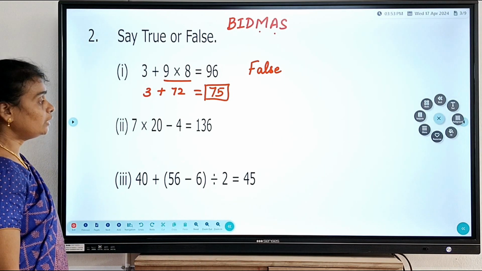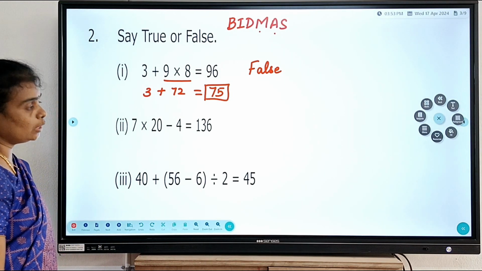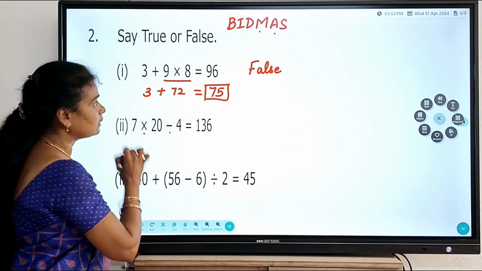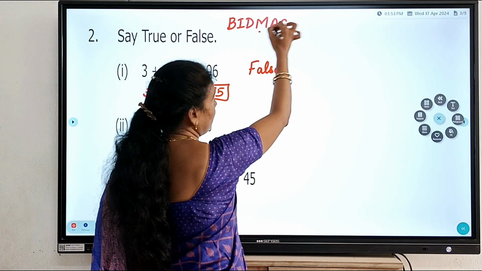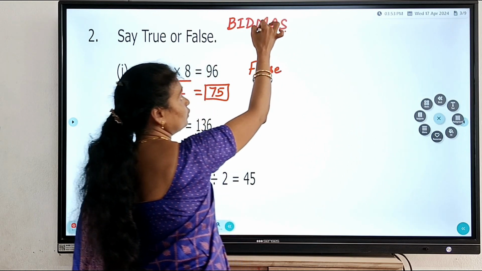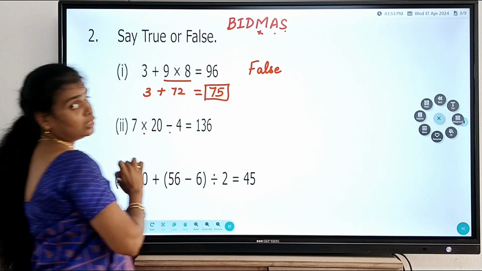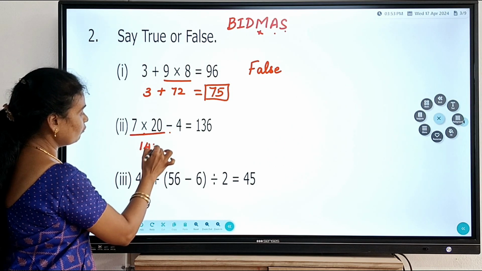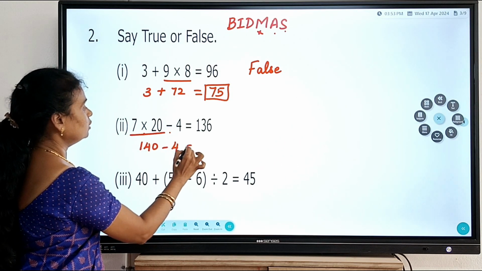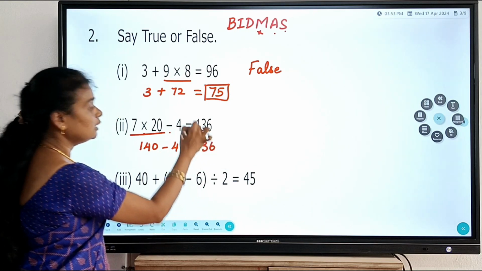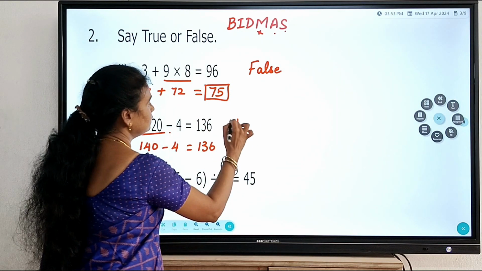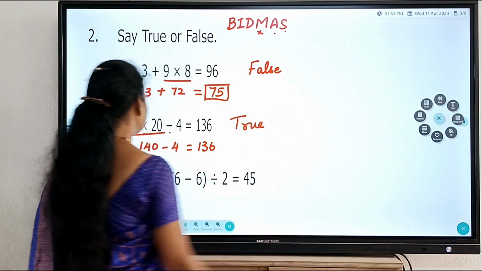Next one: 7 into 20 minus 4 equal to 136. Here we have multiplication and subtraction. Which has to be solved first? Multiply has to be solved first. So 7 into 20 is 140 minus 4. So the answer is 136. In the statement also it is given as 136 and hence this is true.